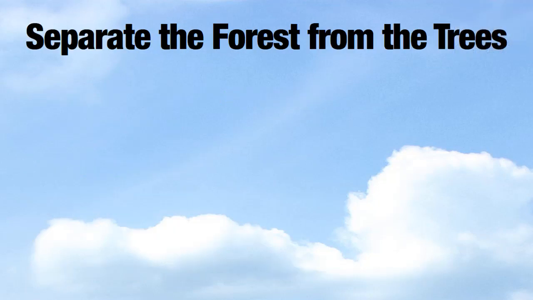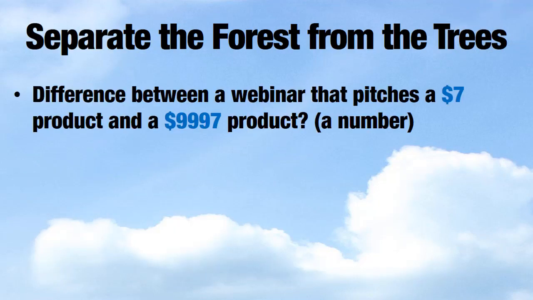That's just too long. So instead, we want you to separate the forest from the trees. What is the difference between a webinar like this one that pitches maybe a $7 product and a webinar like this one that pitches maybe a $10,000 product? $7 versus $9,997. What's the difference? It's a number. It's when you made the button, you typed in a different code. You typed in 9997 as opposed to $7.